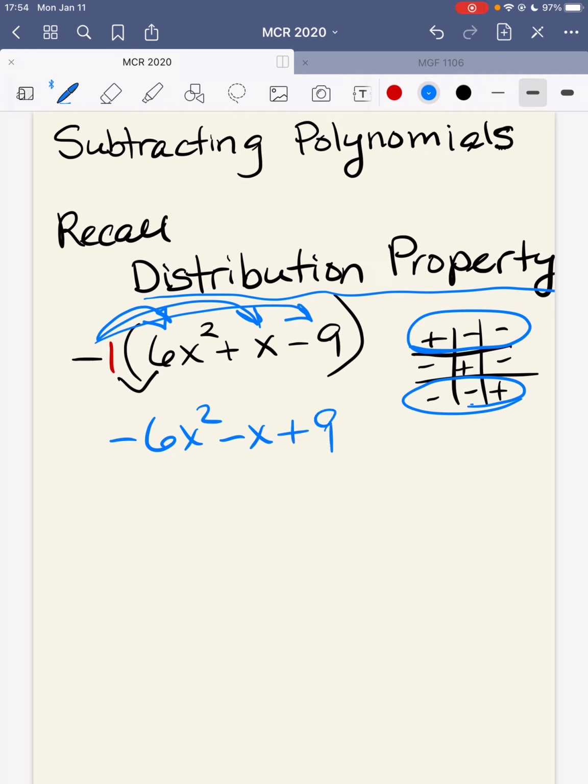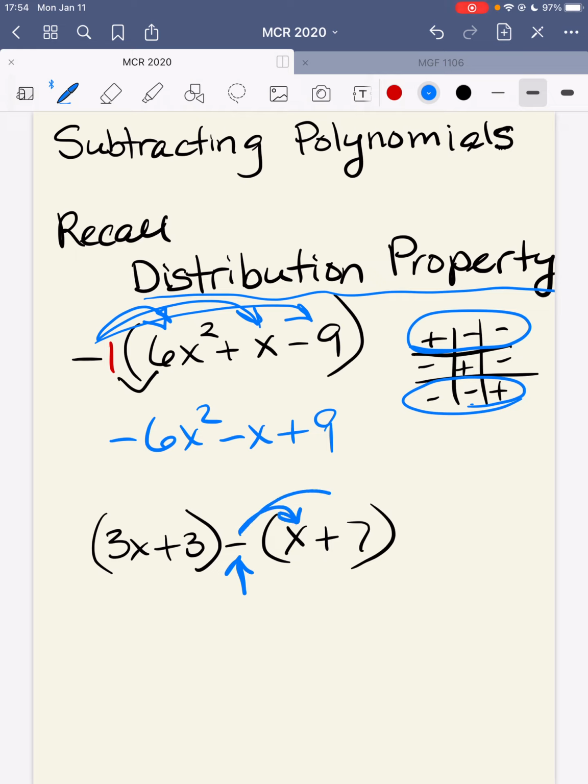We're going to use this entire idea when subtracting polynomials to make sure we have the right signs before we try to combine like terms. So something simple like 3x plus 3 minus, I don't know, x plus 7. When we have something like this, what we do first is always, when I see this minus sign, I know I have to use the distribution property, and I'm going to distribute that through first.